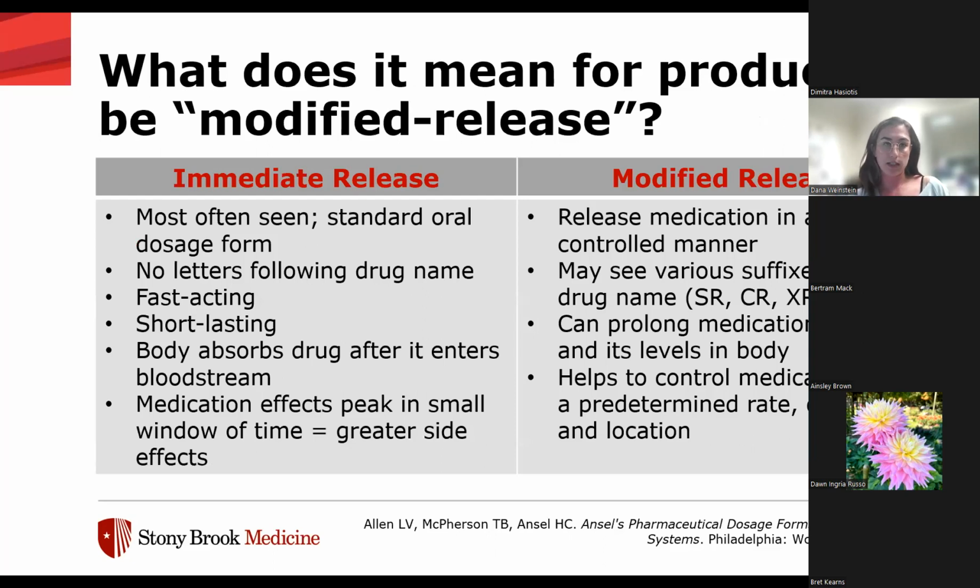So what does it mean for a product to be a modified release dosage form? Essentially, a modified release dosage form releases the medication in a controlled manner, whether that's at a predetermined rate, duration, or location. And you can see various suffixes that manufacturers use interchangeably, such as SR, CR, XR, XL, and those are just a couple. This is in comparison to immediate release or conventional dosage form, which is short acting, fast acting, and the medication effects peak in a small window of time.